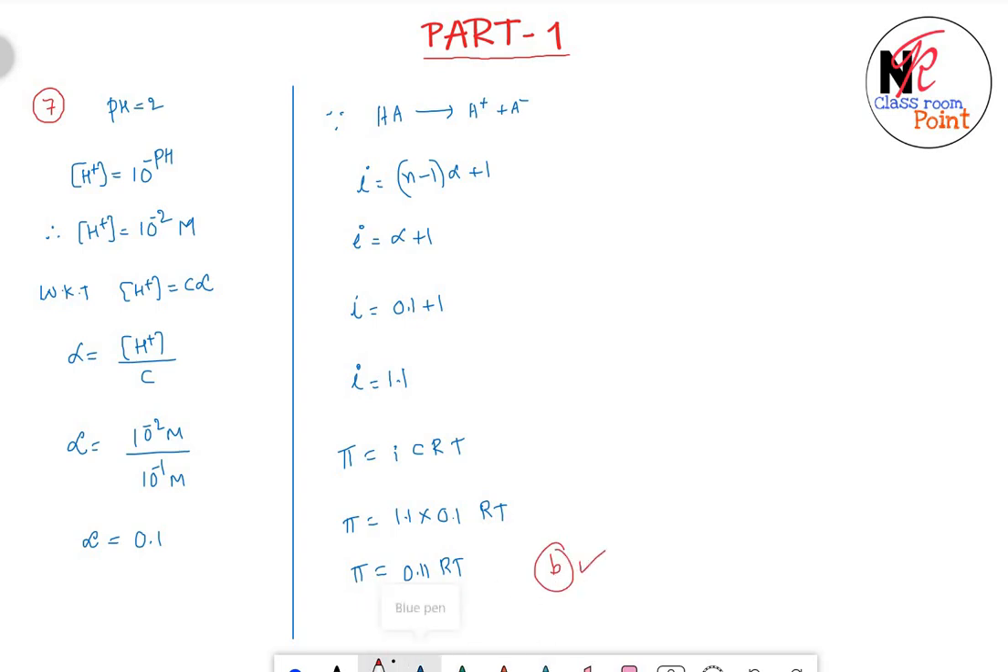Now let's go for another question. Question number 8. In this question, we have to calculate the lowering of vapor pressure. Lowering of vapor pressure is nothing but P naught minus P. That can also be written as delta P. And we must understand one thing: 1 torr is always equal to 1 millimeter of mercury. So you can take the torr or millimeters of mercury.